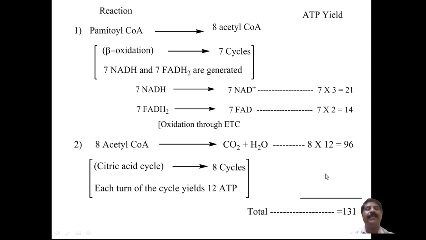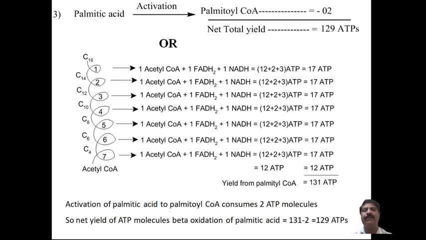Then after adding 21, 14, and 96, we get almost 131. Therefore a total of 131 ATP molecules are liberated in this reaction. But again, in the activation of palmitic acid to palmitoyl coenzyme A, 2 molecules of ATP are consumed here.